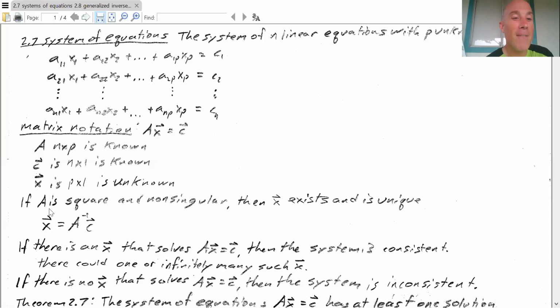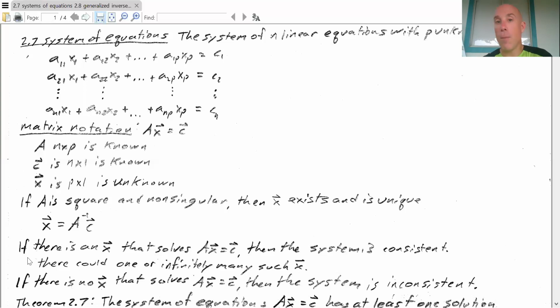Okay, if A is square and non-singular, then automatically we have a solution, and it's unique. There exists a unique solution. Now that solution is going to be the x vector will equal the inverse of A times the vector c. Boom, we've got it. And to see that, just multiply both sides of this equation by the inverse. You get the I on the left. I times x is x. And then we have A inverse times c. Boom, we've got it.